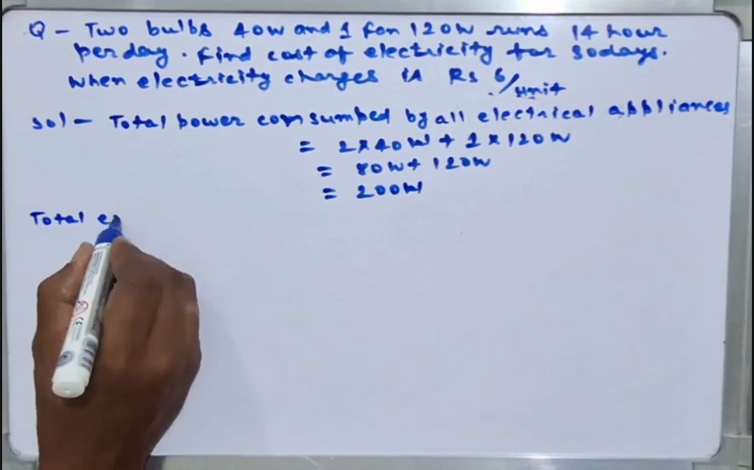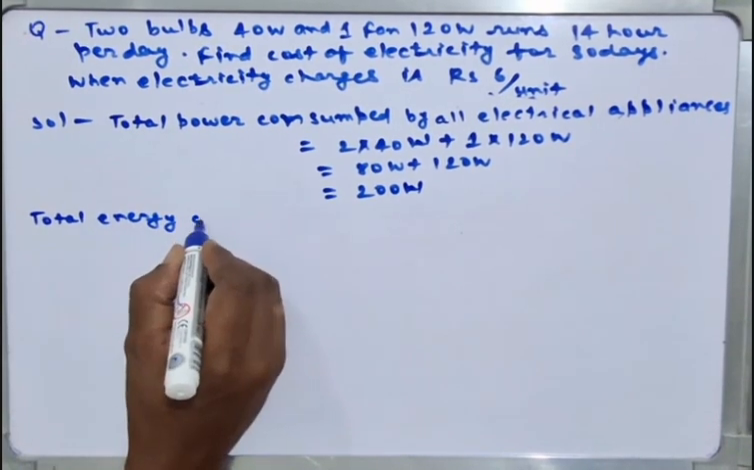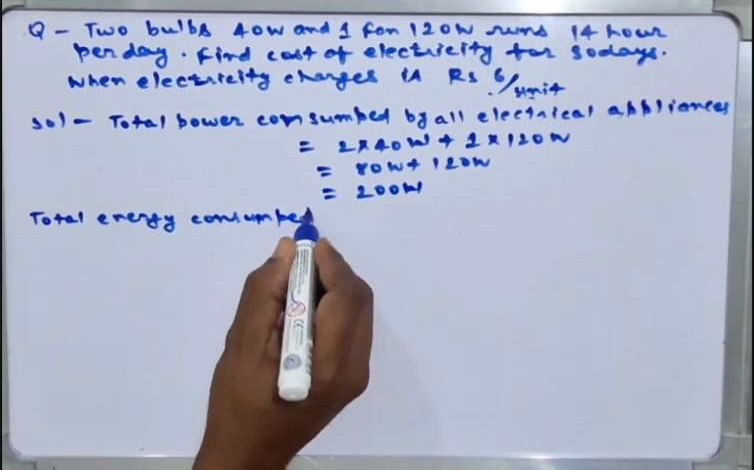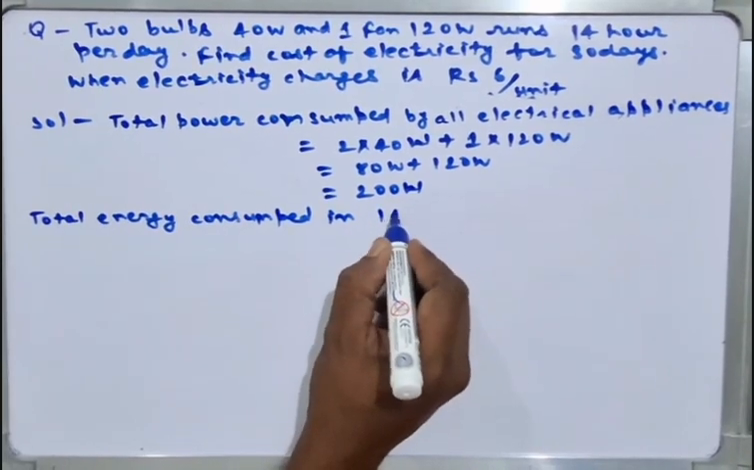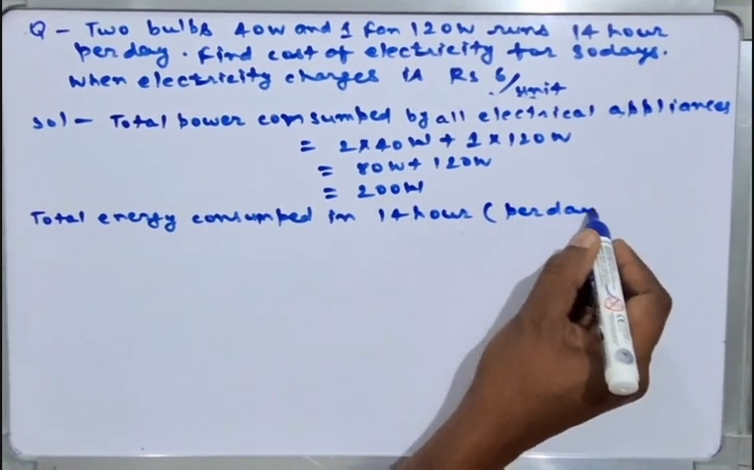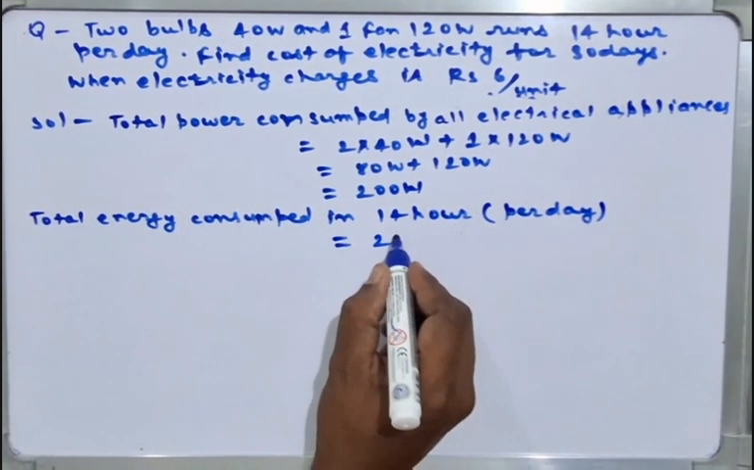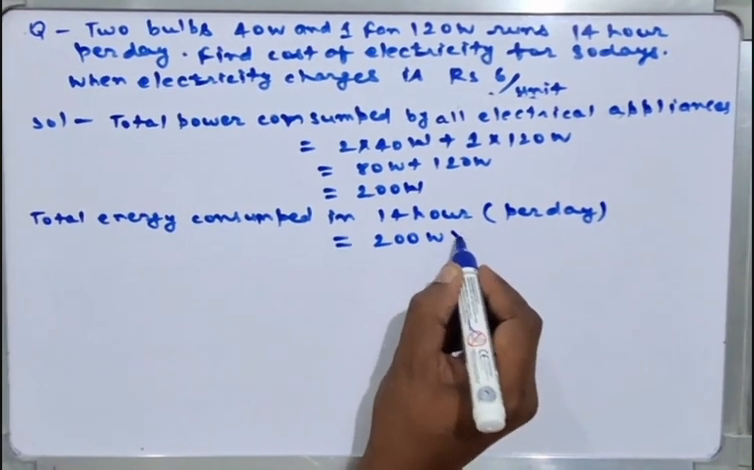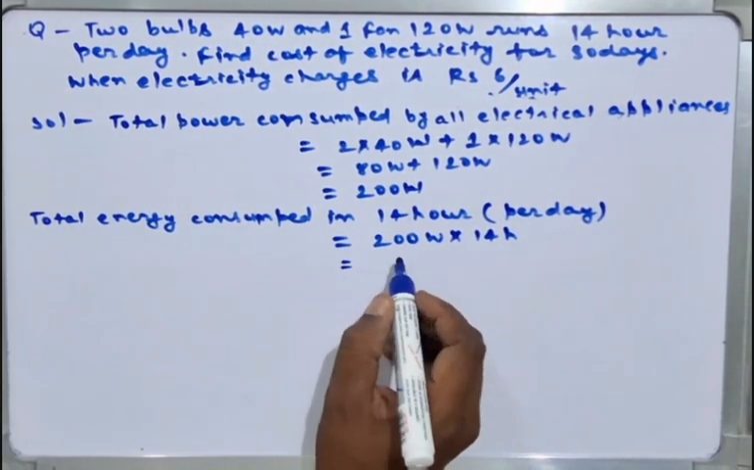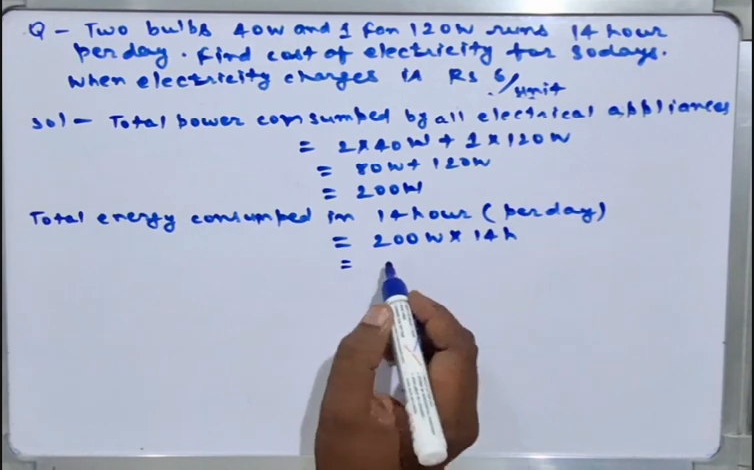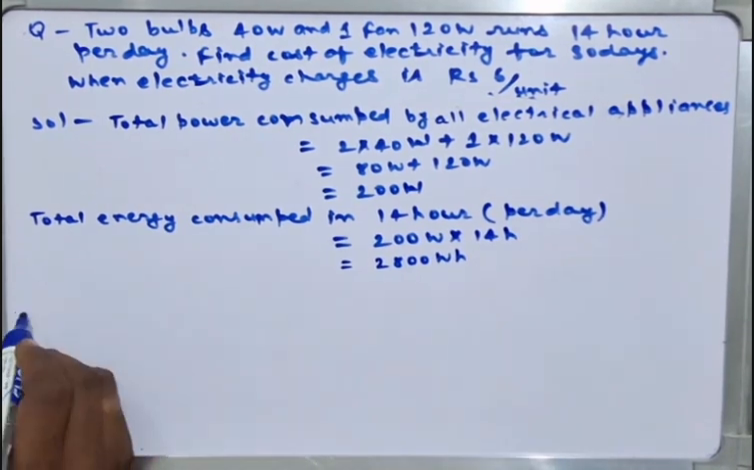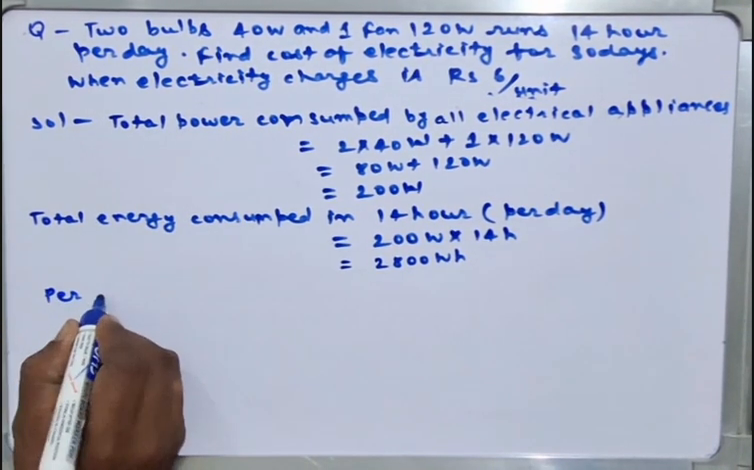Okay, so the total energy consumed in 14 hours, or per day, is equal to 200 watt into 14 hour. Okay, so this will come, guys, 2800 watt hour per day.